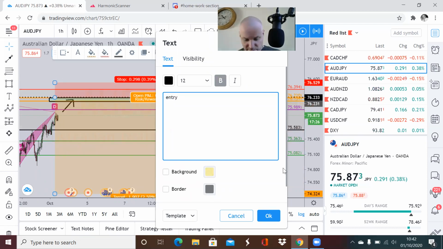In fact, I've got this set on my phone, so let's have a look. I've got an entry of 76.230, SL of 76.530 and TP, very strong imbalanced TP area, 74.330. Okay, so that's the parameters on this.